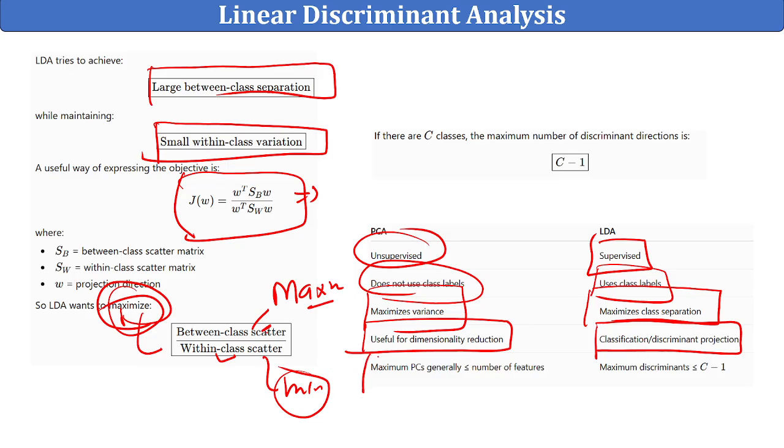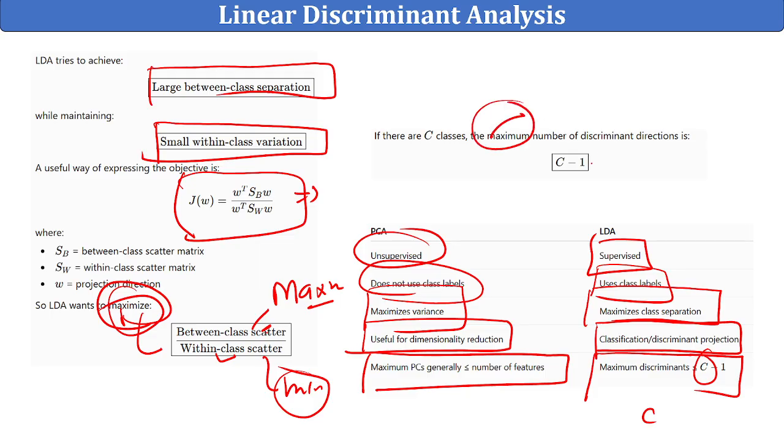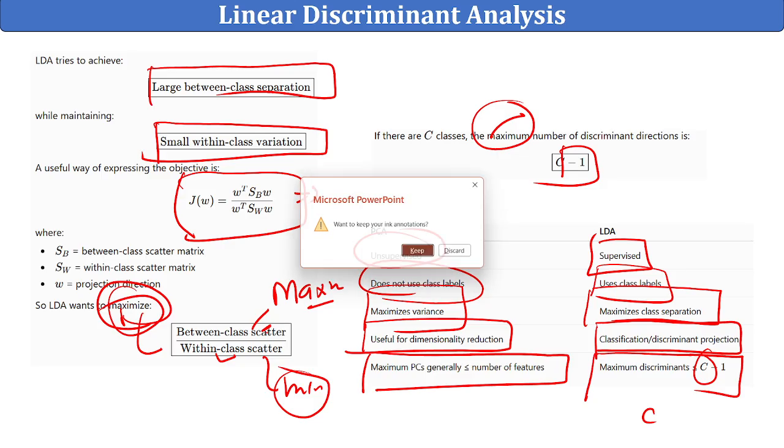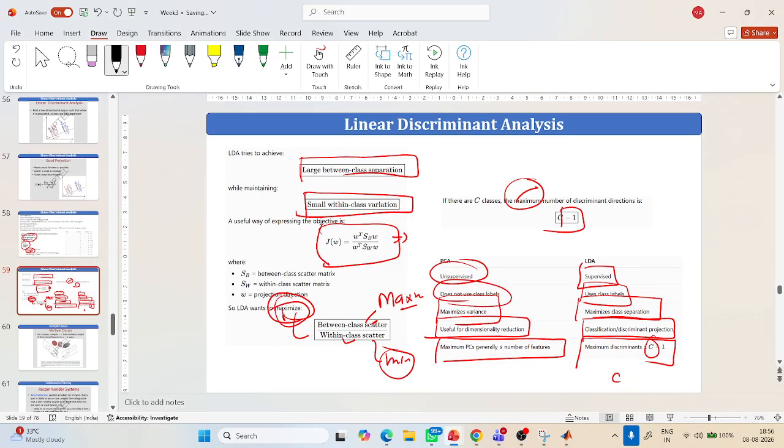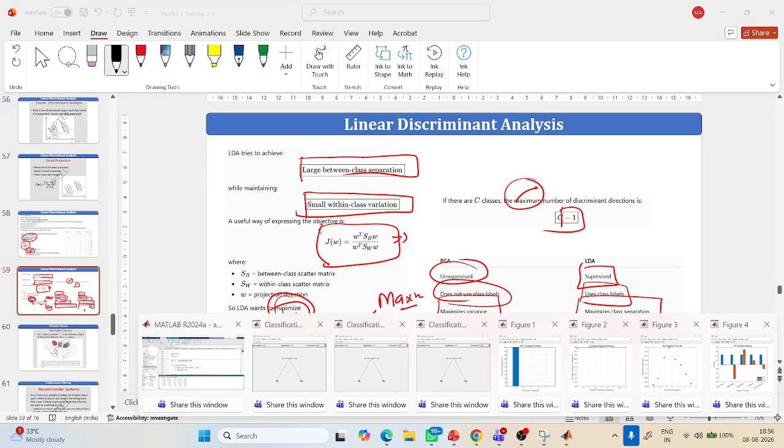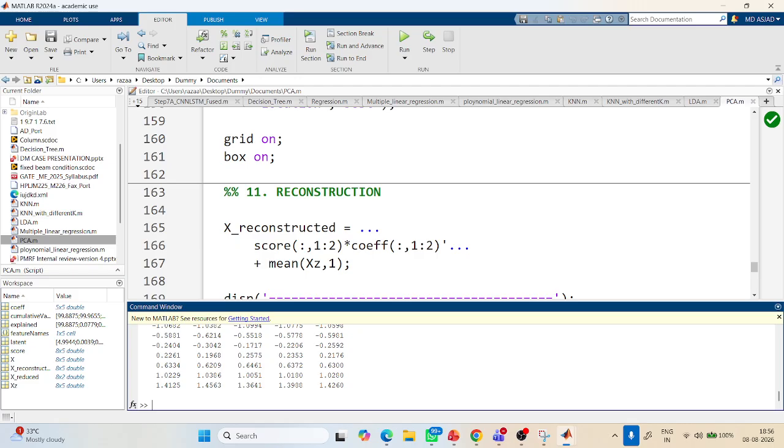In PCA, the maximum number of principal components will be less than or equal to the number of features. In LDA, if the number of classes is C, the maximum number of discriminants we can get is C minus 1. So this is how things look for LDA. We'll see the code for LDA also, and with this we'll end the class today.